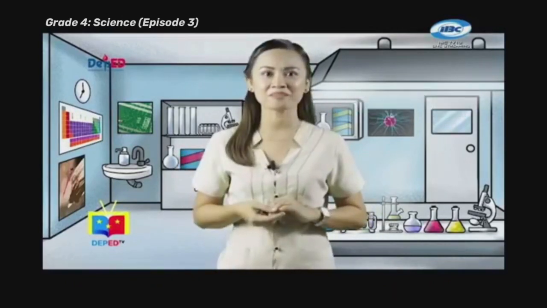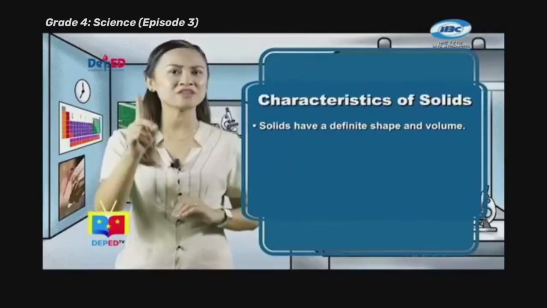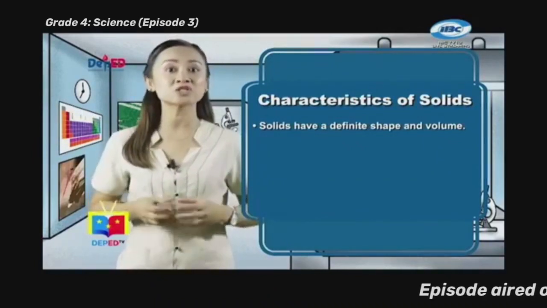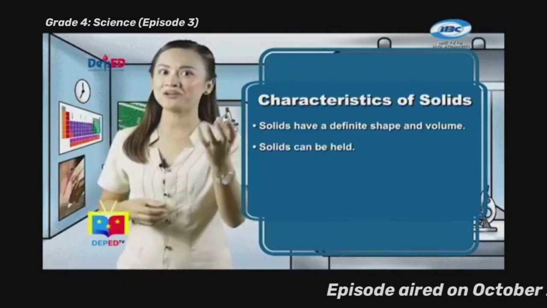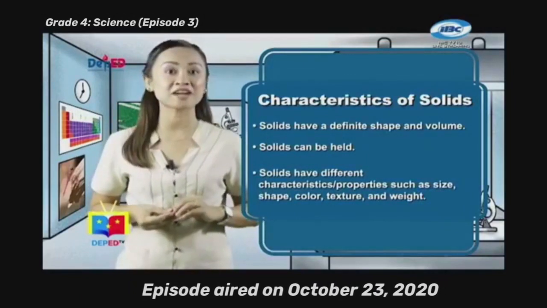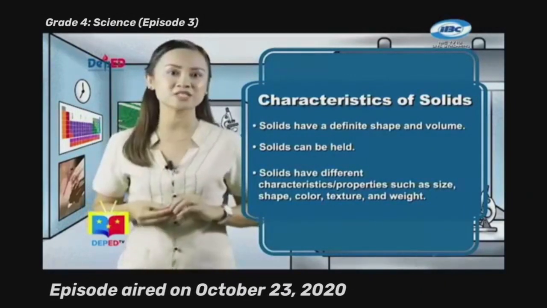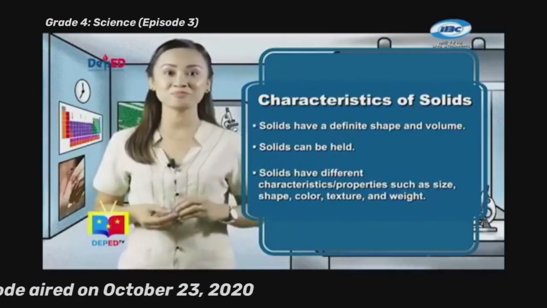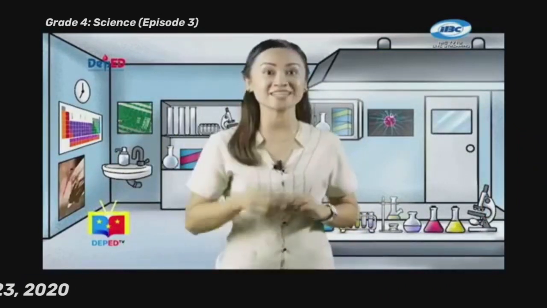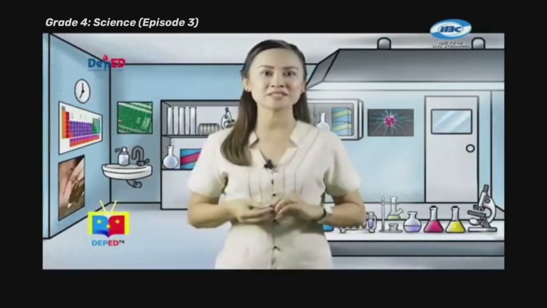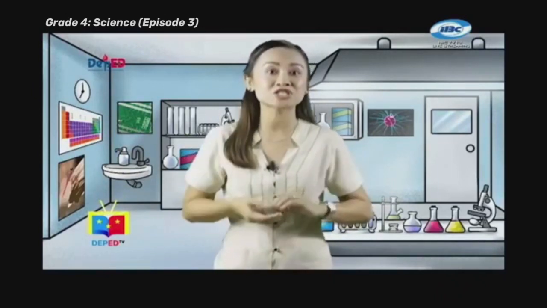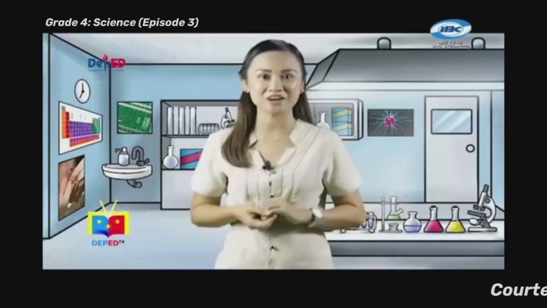What are they? Solid materials have definite shape and volume. They have a fixed shape and size which takes up space. You can hold solid. Solid materials have different characteristics or properties such as size, shape, color, texture, and weight. In this lesson, you will think of some ways by which you can change the solid materials and then observe the changes that happen to each material.